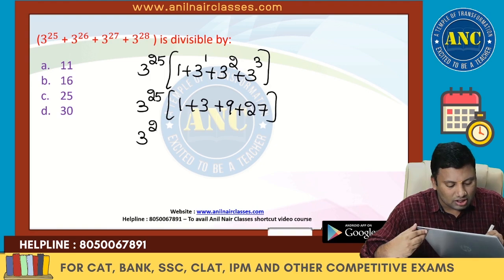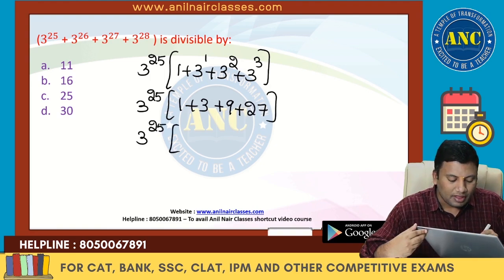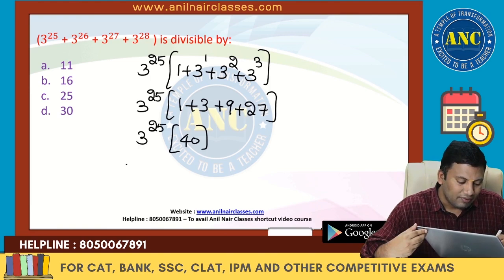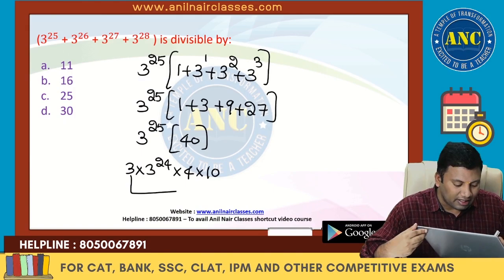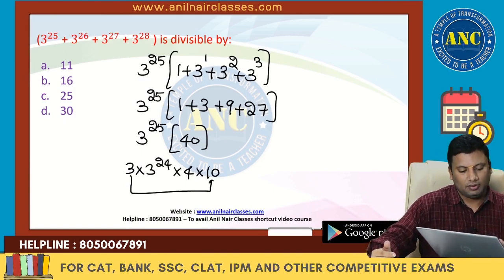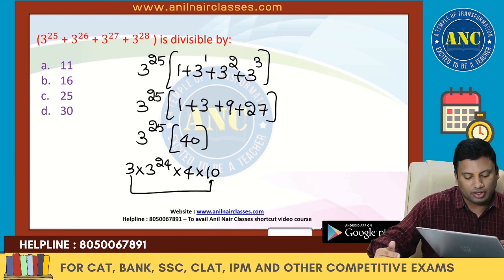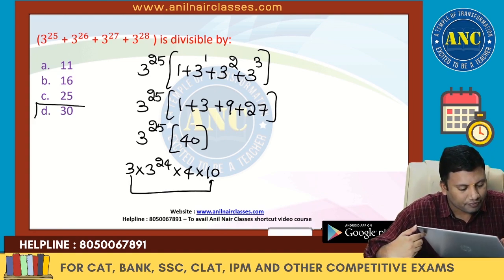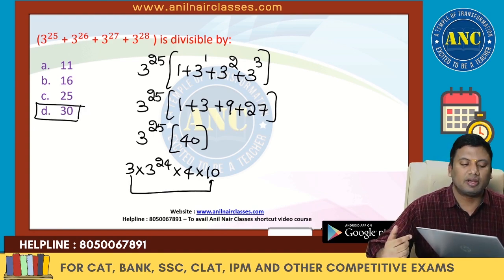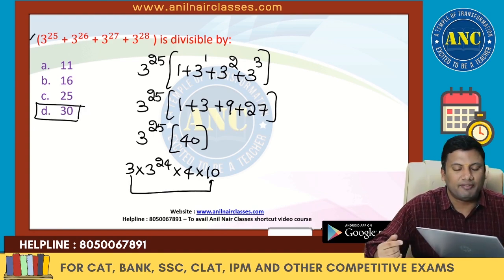So 3 power 25, this is nothing but 40. These are nothing but 3 into 3 power 24 into 4 into 10. What is the factor among these numbers? What is 3 into 10? 3 into 10 is nothing but 30. First one answer is nothing but 30. Easy question, a warm up question.